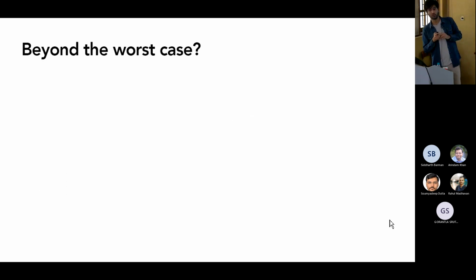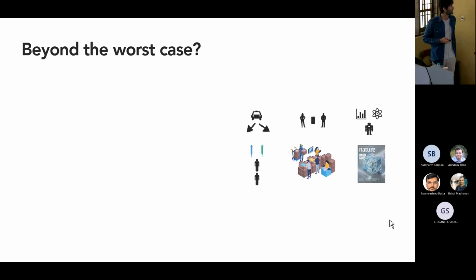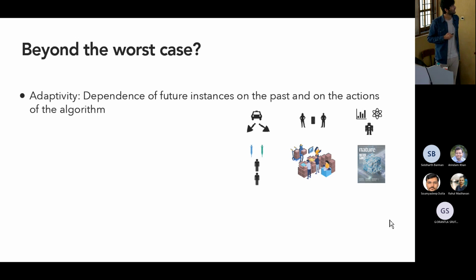Okay, so what we want to do, as a great question was asked, is ask whether there are reasonable things that you can say about the adversarial case to get bounds back. To do this, let's recall all the applications that we had in mind before, and what is the thing that we want to capture? The thing that we want to really capture and not miss out on is the dependence of future instances on the past data and on the actions of the adversary.